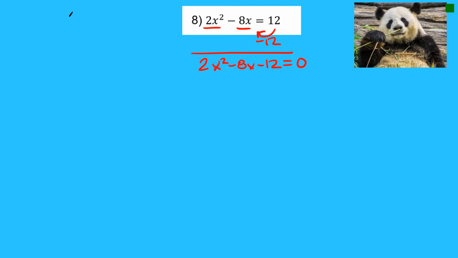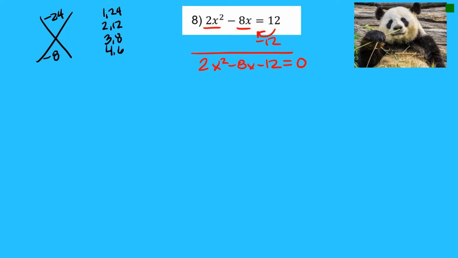If we were going to factor it, we would multiply 2 times -12, which is -24, looking for factors that subtract to -8. Ooh, I don't know about that. 1 and 24, nope, that subtracts to be 23. 2 and 12, nope, that subtracts to be 10. 3 and 8, that's 5, 4 and 6. Oh, I thought it might work.